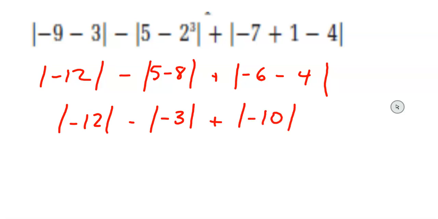So now I've done everything I can in the brackets, which means I can take it out of the brackets. So that's going to become positive 12, subtract positive 3, plus positive 10, and then we can just finish that off with some subtracting and some adding. So 12 subtract 3 is 9, plus 10 equals 19. Next question. Pause the video if you need more time.